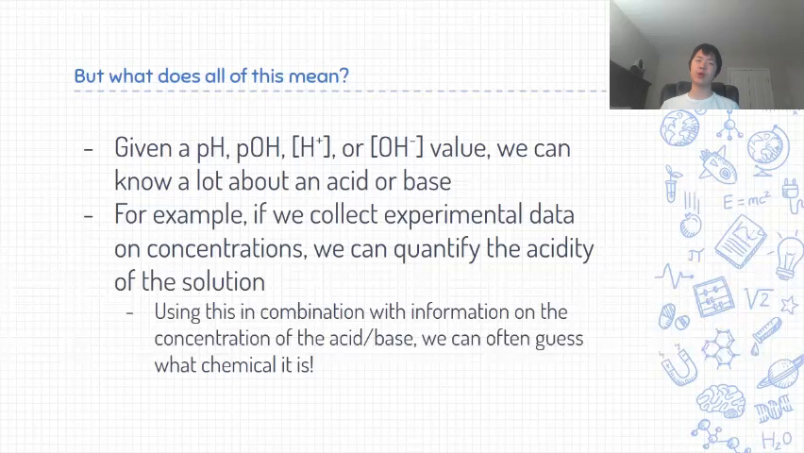So once again, as I said, let's say we were given a solution. By using a test strip, we can find what the pH of it is. And from there, we can find what the pOH is. We know how strong it is. We have all these other values that we can derive.